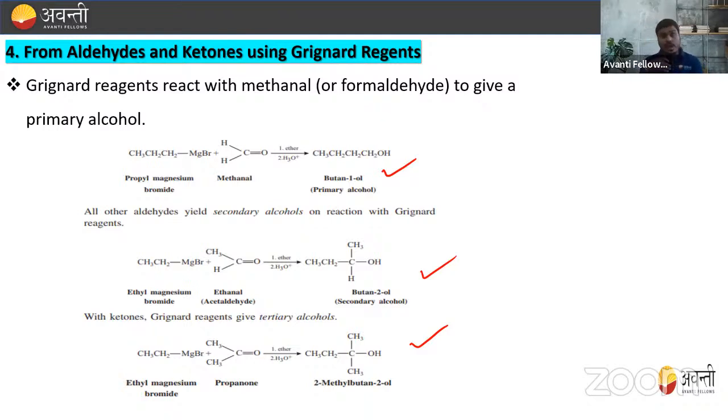Now, again, when we treat a carbonyl compound with the Grignard reagent instead of a reducing agent, then we get primary, secondary, and tertiary alcohol. So all types of alcohol we obtain.